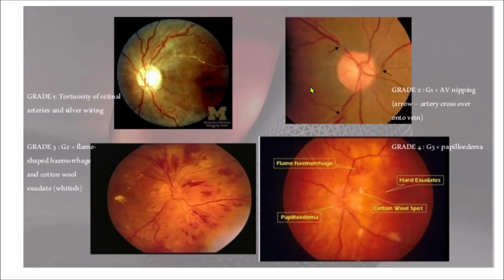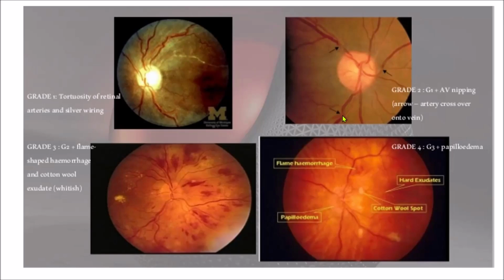And in grade 2, in the right side, another picture. What is grade 2? This is the nipping, because arterioles are becoming hardened, and when an artery crosses the vein, it gives a pressure. So it is called arteriovenous nipping. The artery crosses over the vein. Nipping means crossing. This is a crossing here. You see different arrows are given. They usually cross, but not giving pressure.